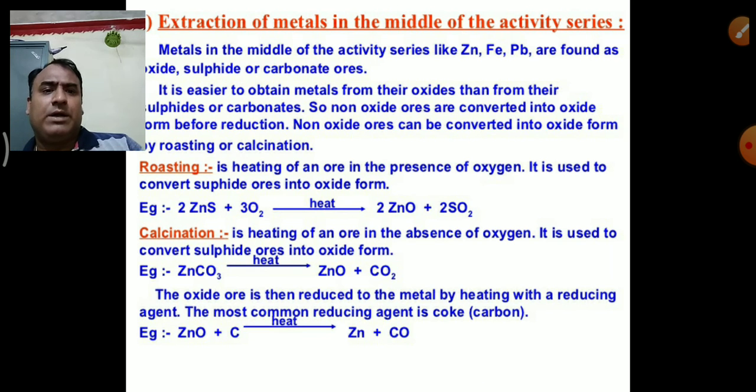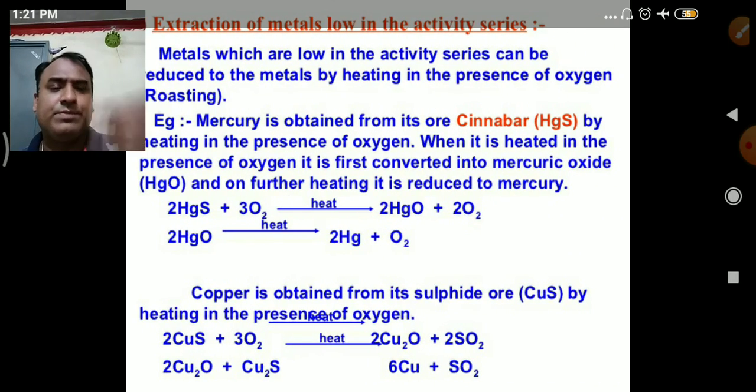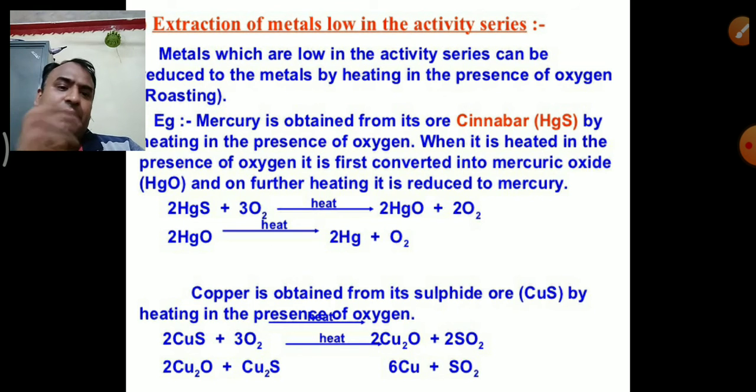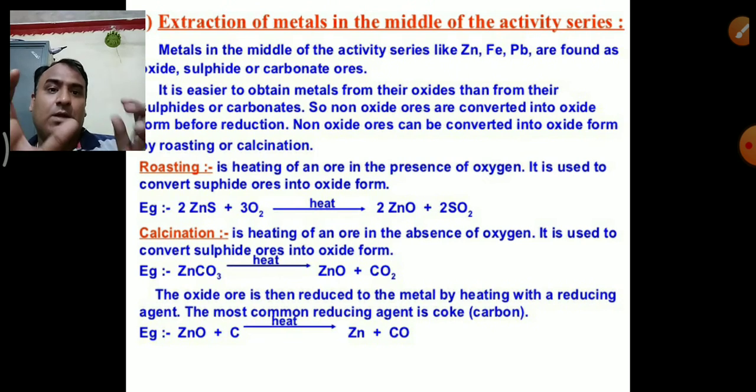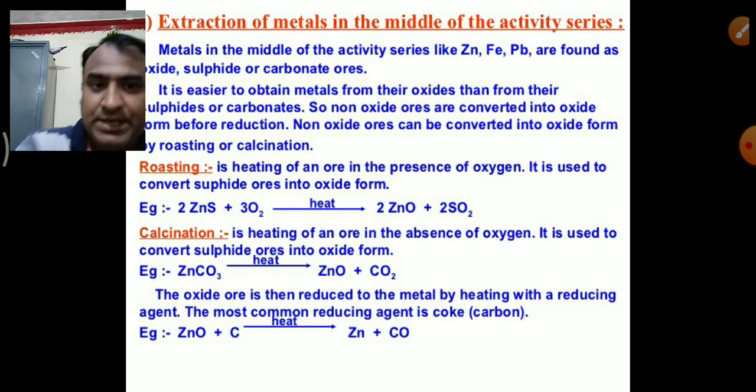See, mercury oxide: we heat the mercury oxide, and it gives us mercury and oxygen. But in calcination, first we use a limited supply of oxygen, then during the reduction process we use a reducing agent. Carbon is a reducing agent. For example, take zinc carbonate in calcination.